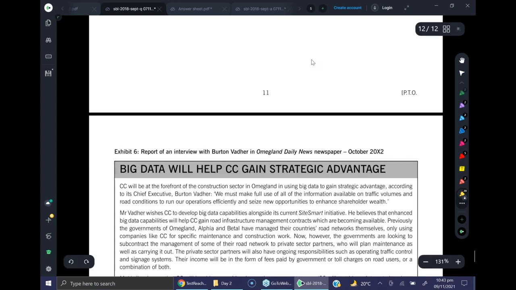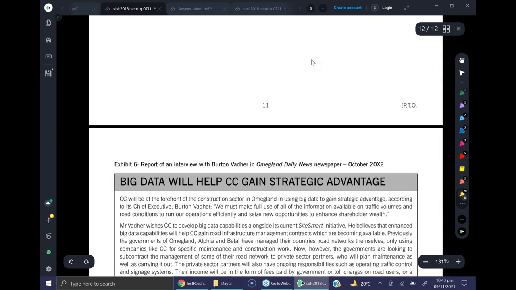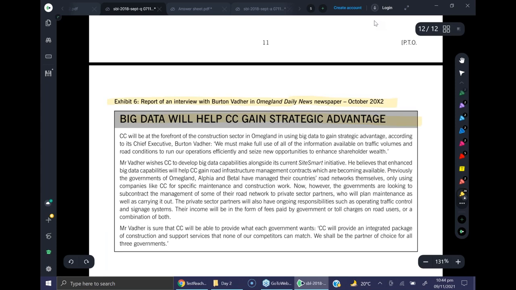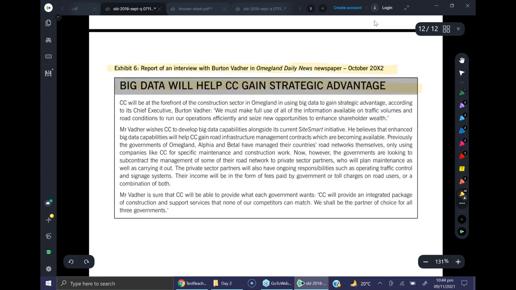Exhibit 6. Exhibit 6 is a report of an interview with Burton Vader in Omagland Daily News paper. Just a second, guys. So it says big data will help CC gain strategic advantage. Now this one is for the last requirement where you have to prepare the slides.